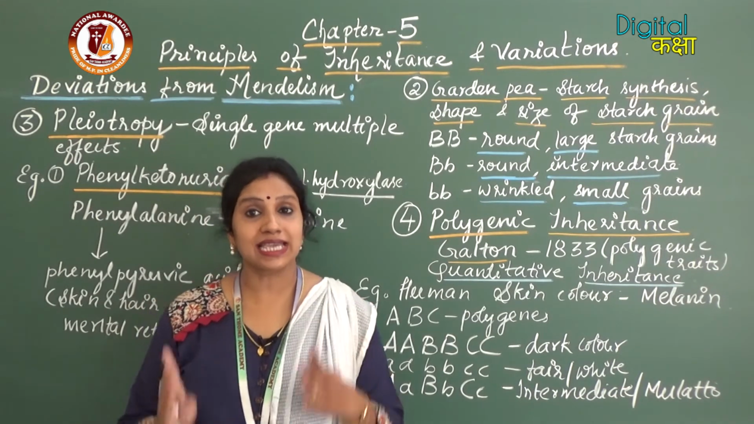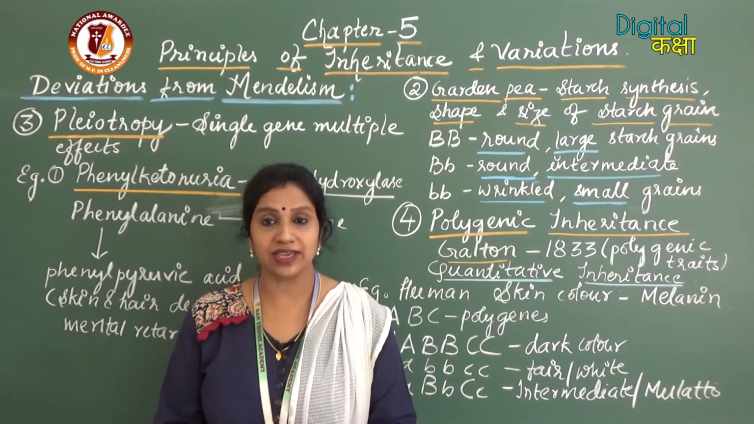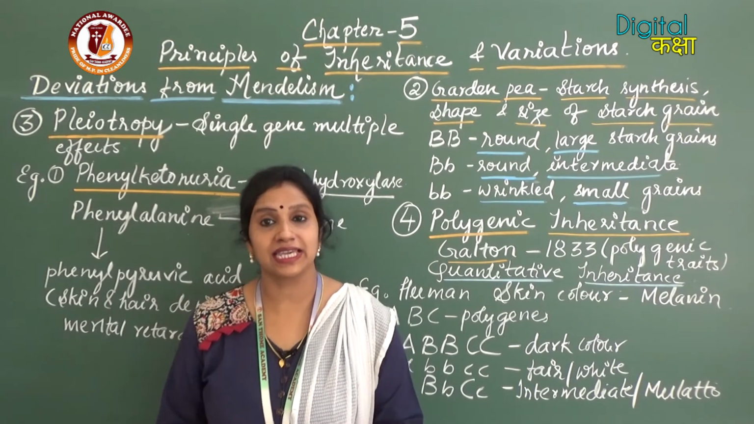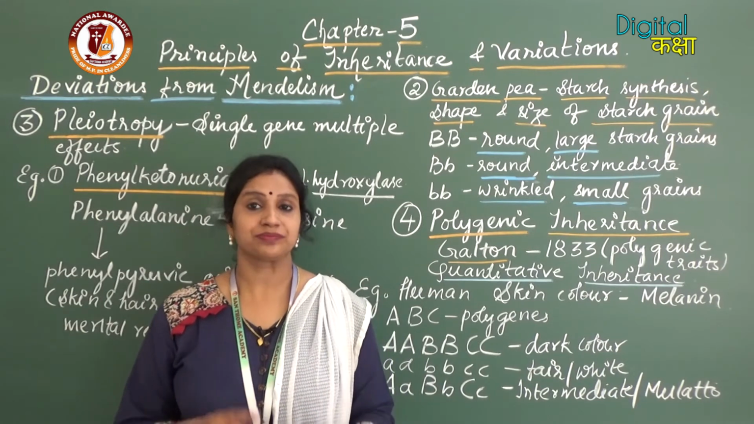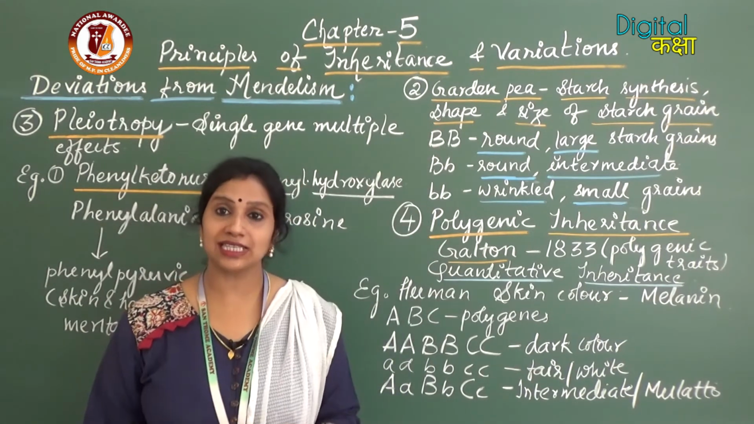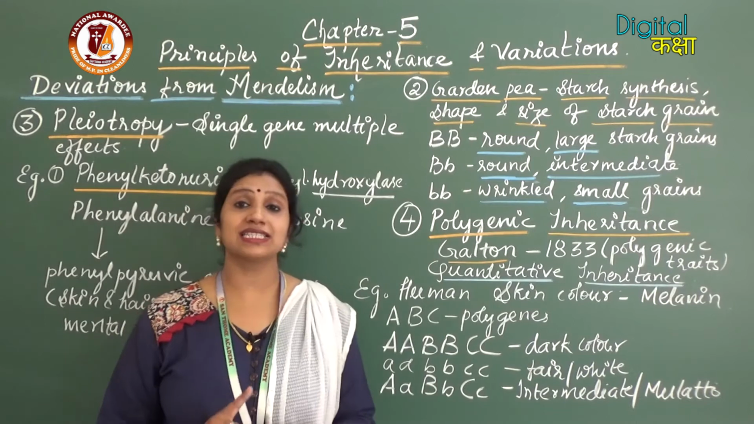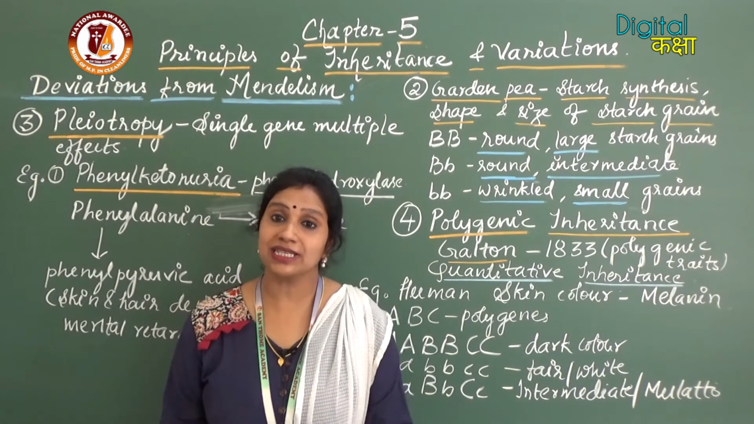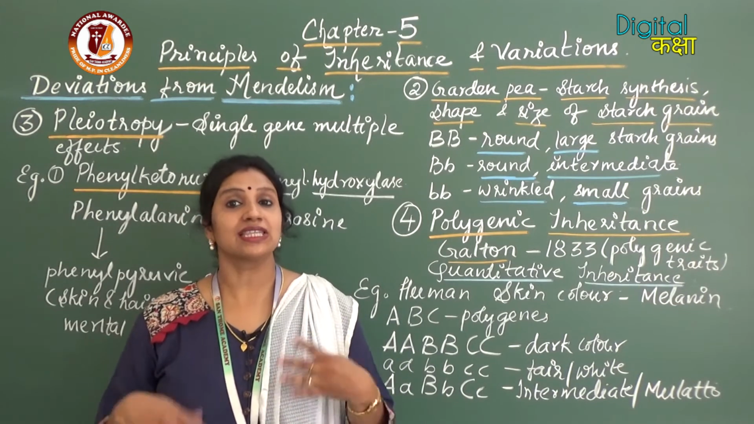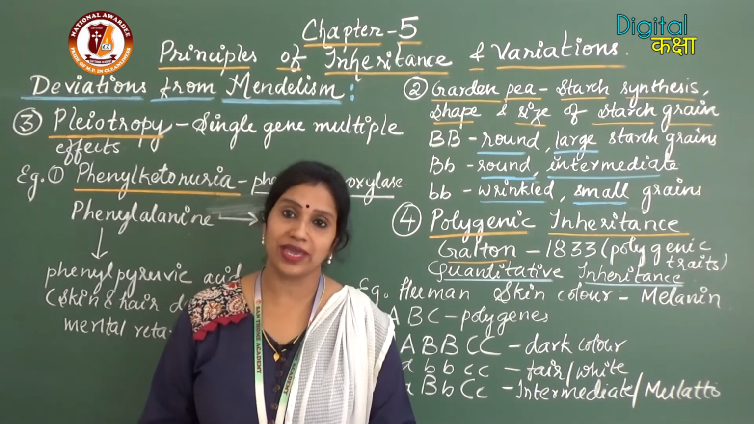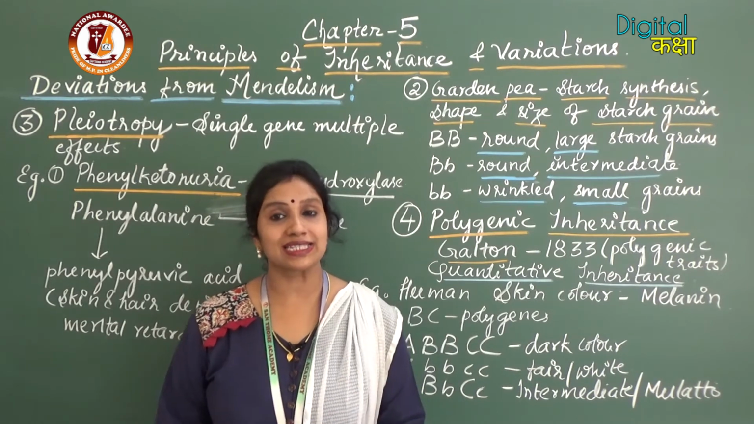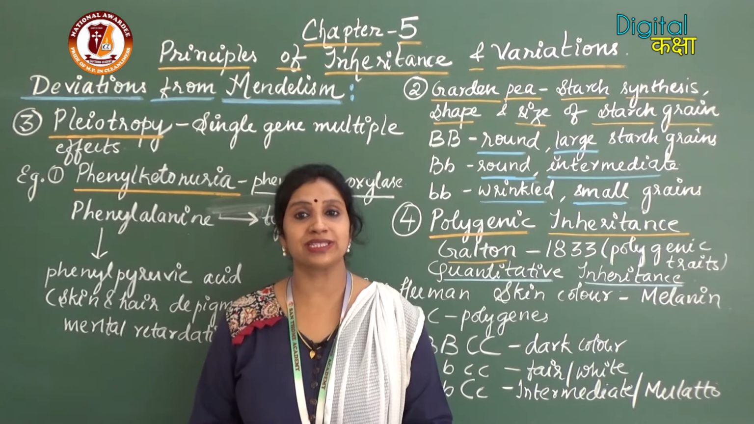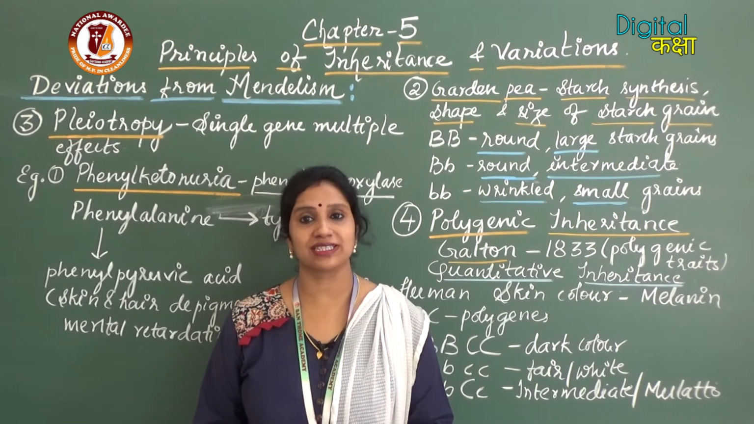So, a single gene has three effects, or it shows multiple phenotypic effects in the plant. The first is the synthesis of starch, the second is the shape, and the third is the size of the starch grain. Depending upon the allelic combinations, the phenotypic effect varies. So, these two are examples of pleiotropy, that means a single gene producing multiple phenotypic effects.